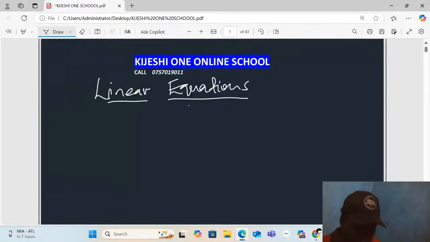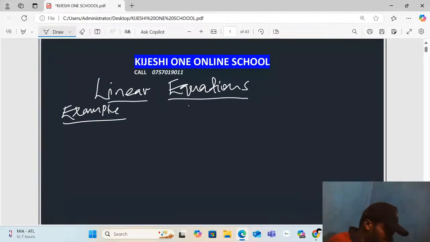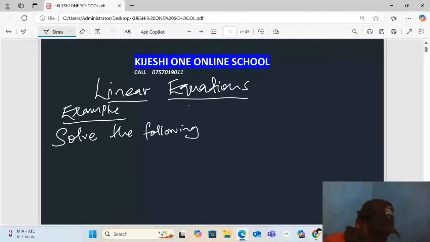Good. So we are going straight to examples, and we're going to look at this example. The question reads: solve the following simultaneous equations.